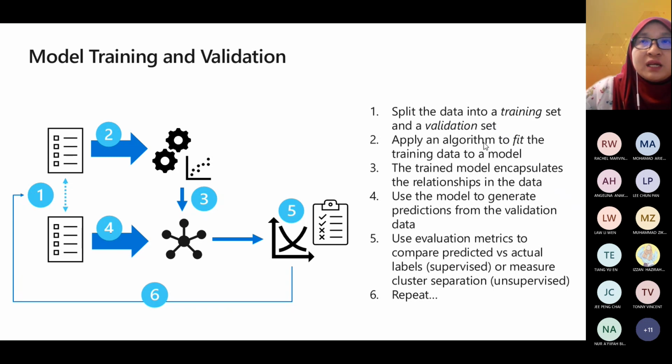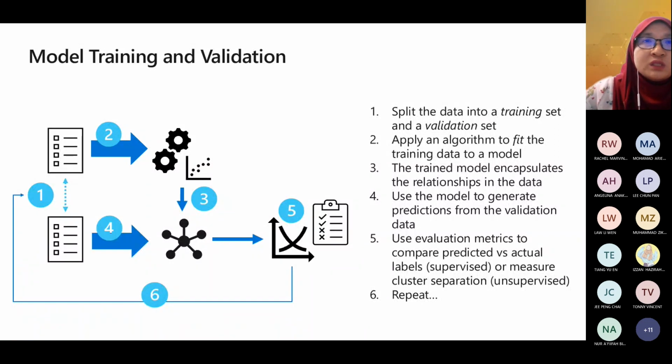Okay, so apply an algorithm to fit the training data to a model. Okay, so this here first, okay, you split the data into training set and then you validate, okay, the set and then apply the algorithm. Okay, so this part is algorithm to fit the training data to a model. Okay, then third, you train the model encapsulates the relationship. Relationship is penting, relationship antara features tadi dengan as well as your label, okay, in the data.